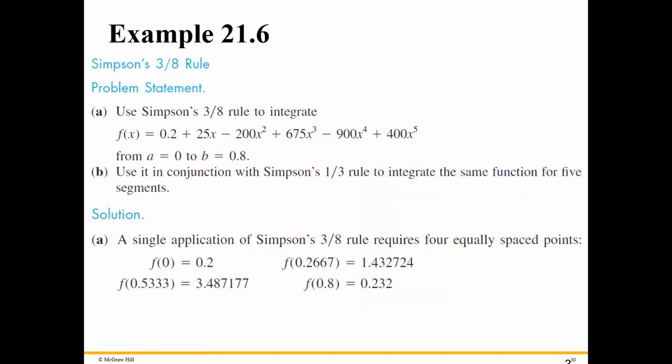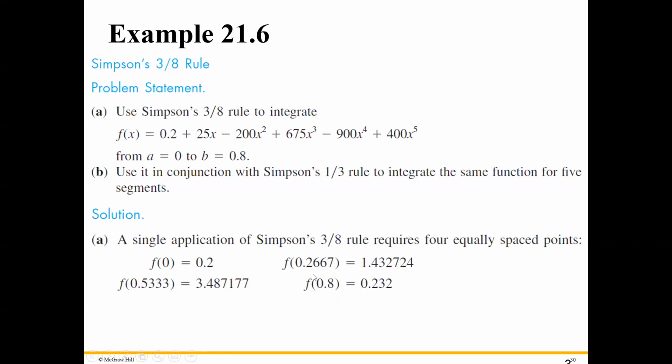Let's see the application of the Simpson's 3/8 rule. The same example, from a equal to 0 to 0.8. Remember that for a single application of the Simpson's 3/8 rule, we need 4 data points. So we can get these 4 data points from 0.2 to 0.8. If there are 4 data points, that means there will be 3 segments, so from 0.2 to 0.8 we divide by 3. Then we get these 4 data points.